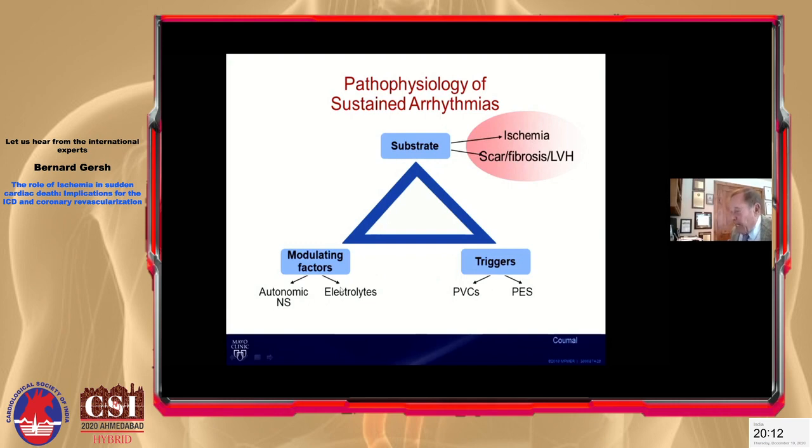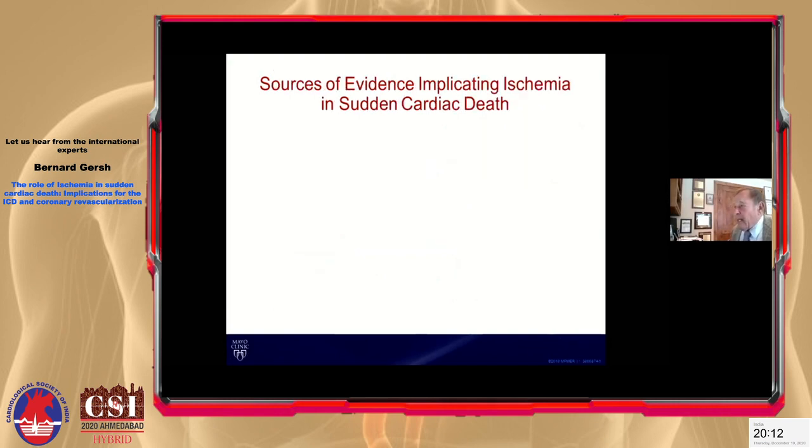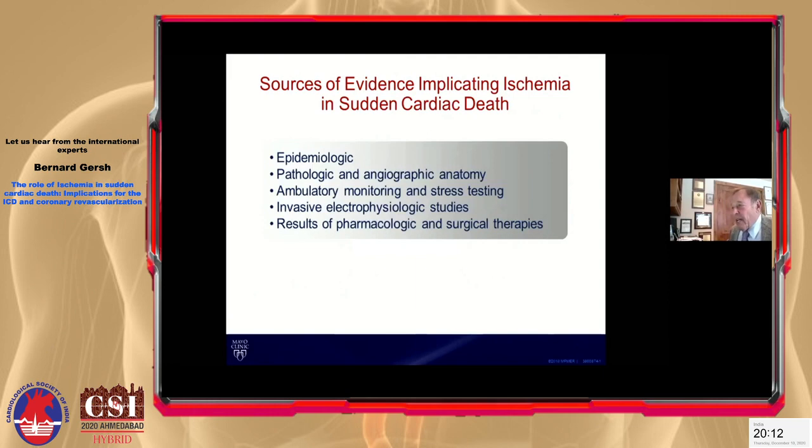and electrolytes. Now, the evidence implicating ischemia and sudden cardiac death is extensive. We have epidemiological data, pathologic and angiographic anatomical data, ambulatory monitoring and stress testing that have shown that periods of ischemia coexist with, are associated with ventricular arrhythmias. We've got data from the EP lab, and then data from pharmacologic and surgical therapies. So there is absolutely no question that ischemia can cause sudden cardiac death.